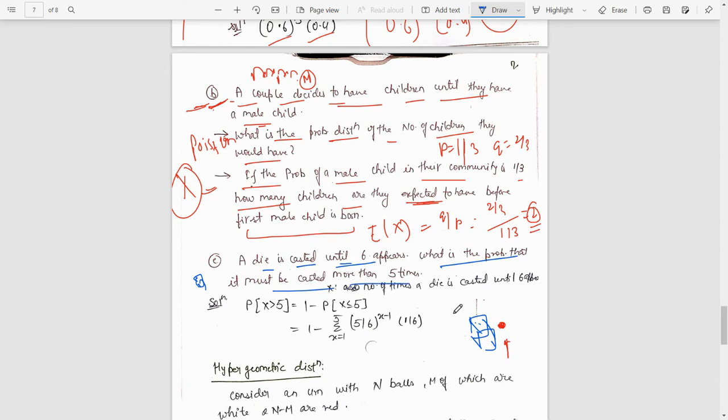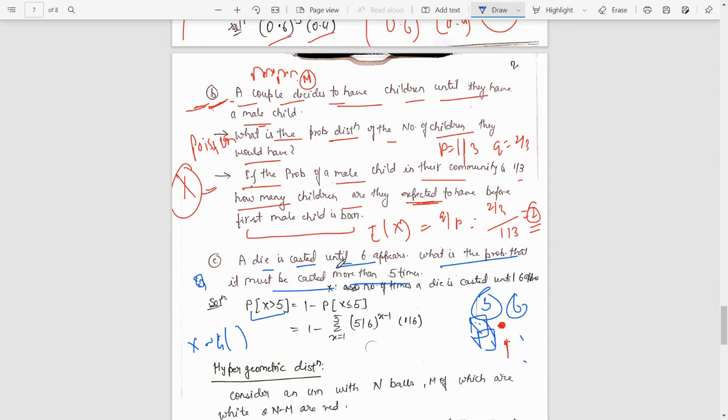It means that you are not getting any six for the first five times. You may get a six the sixth time, maybe the seventh time, maybe the eighth time. It means that this particular X is going to follow a geometric random variable, and the probability of X greater than five is going to be your required probability.